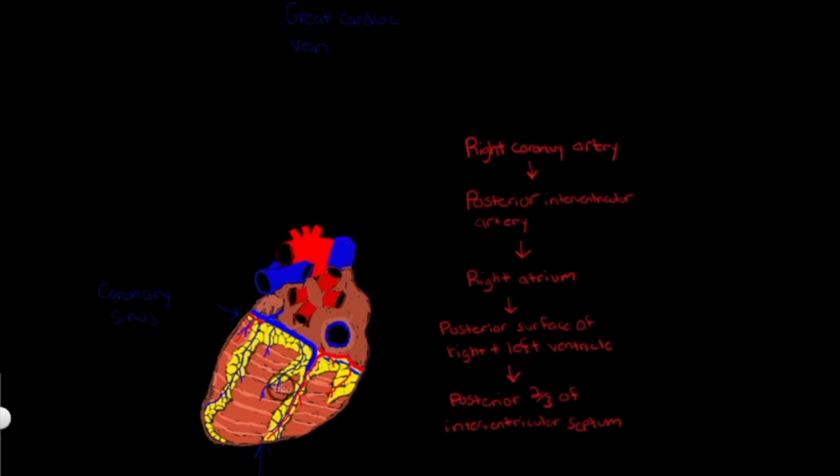And then on the back side of the heart, you have the posterior interventricular artery here, which supplies the posterior walls of the left and the right ventricle, as you can see right here.